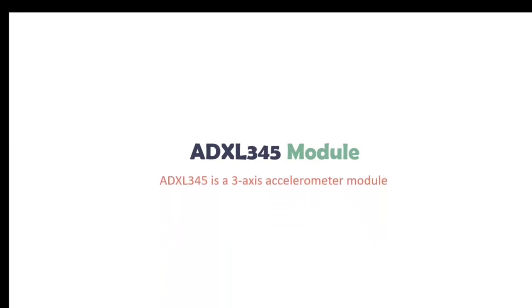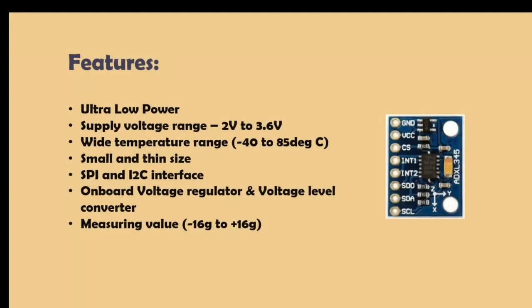We will work on the ADXL345 module. ADXL345 is a 3-axis accelerometer module. So the features are, it has very low power consumption. The supply voltage is from 2 volt to 3.6 volt. And the temperature range is from minus 40 to 85 degrees Celsius. It is small in size and it supports SPI and I2C interface.